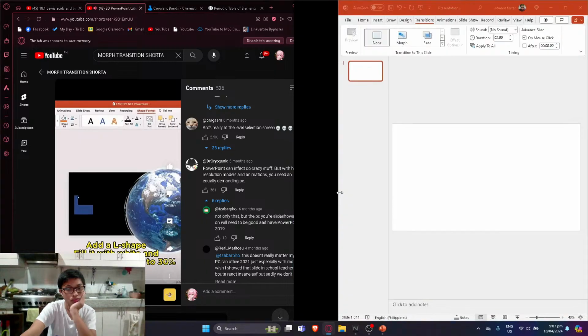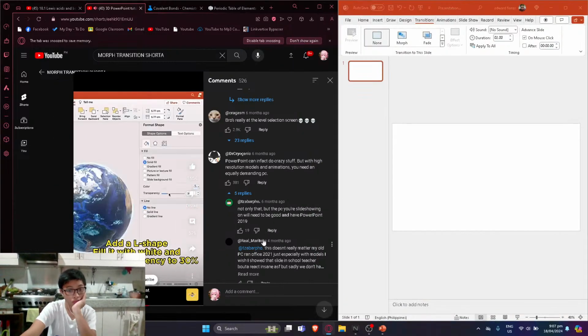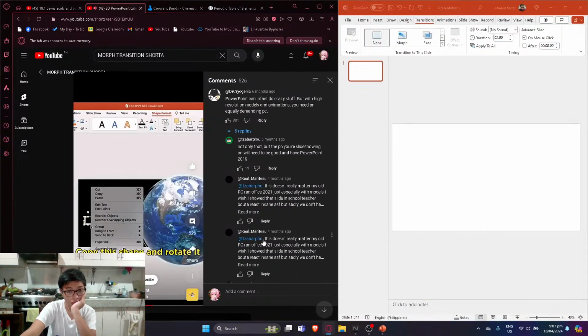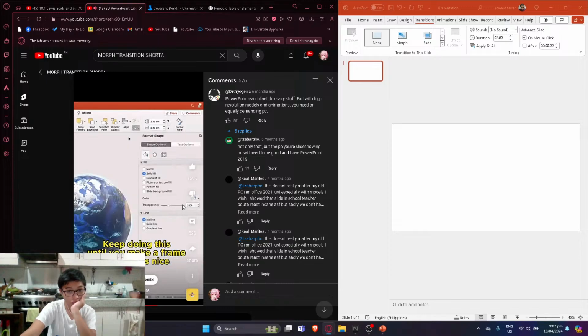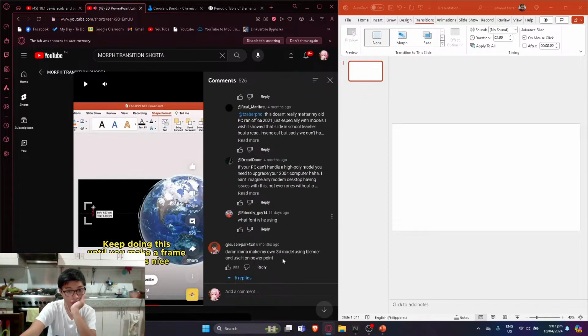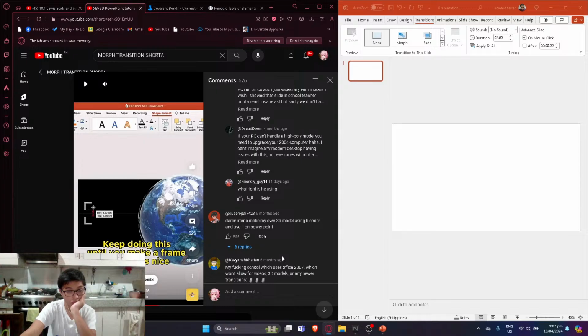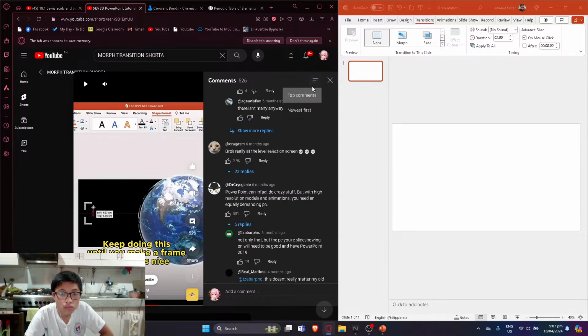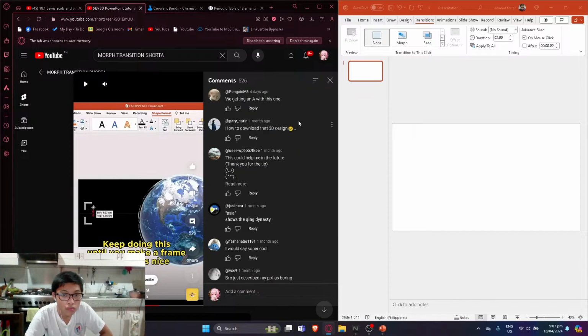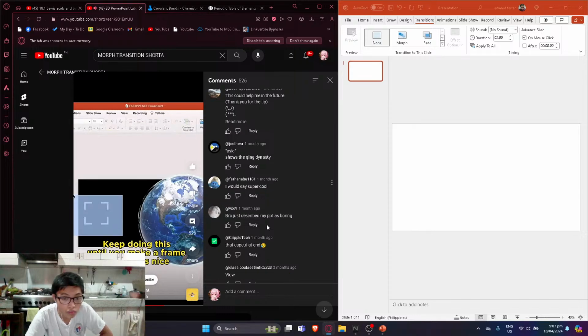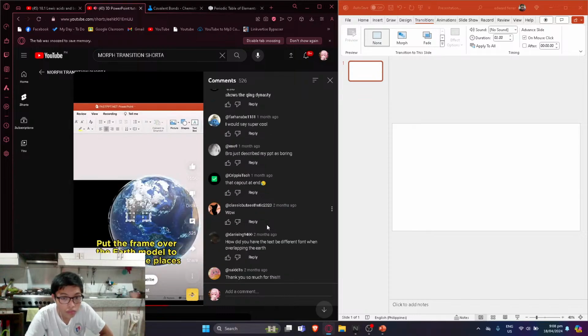Add an L shape. Fill it with white and set the transparency to 30%. Remove the outline. Copy this shape and rotate it. Keep doing this until you make a frame that looks nice. Put the frame over the Earth model to point out the places.